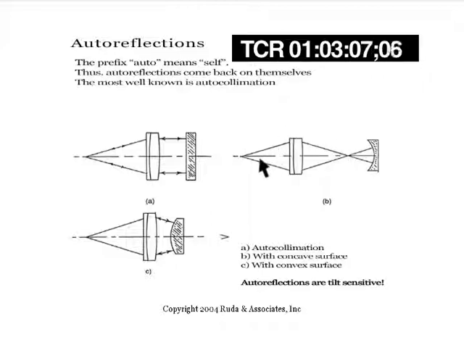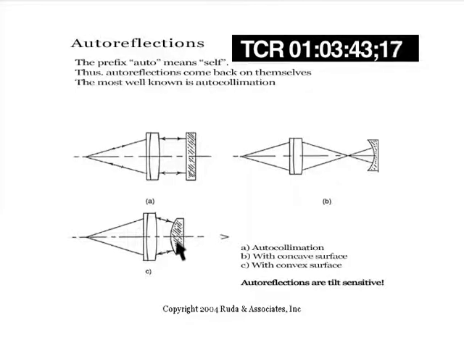So if our alignment telescope here has a point source, and that point source is being focused at this point in space, and if this point in space happens to be coincident with the center of curvature of this surface, then the beam will come back right on itself and then refocus right back at the original point. And because autoreflections are tilt sensitive, if I tilt this mirror up or down or left and right, the return image will accordingly move over here.